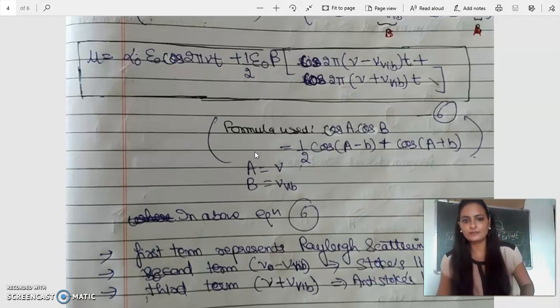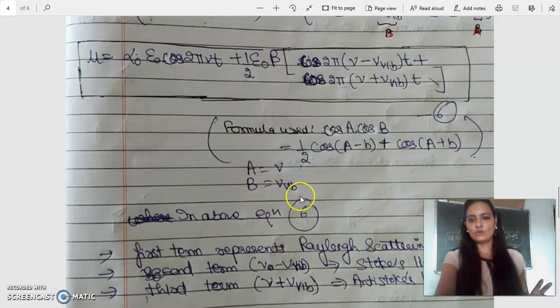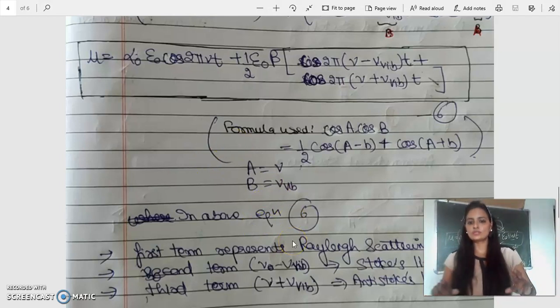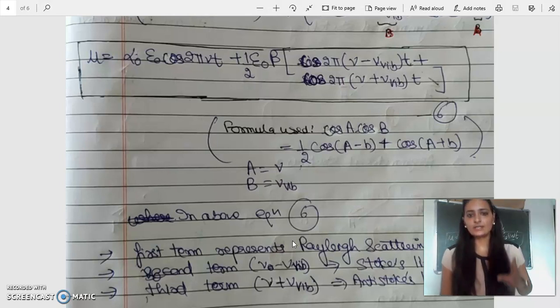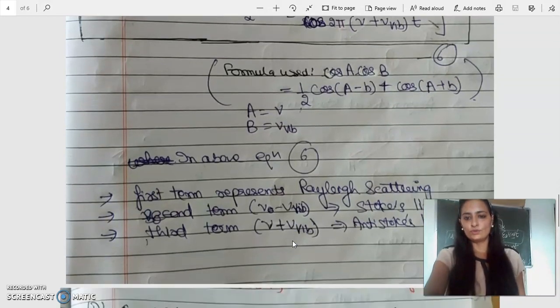And your second term, that is mu minus mu vibrational, is for your Stokes line. Stokes line means when your scattered photon has lesser energy as compared to your incident photon. And the third term, that is mu plus mu vibrational, will give you the anti-Stokes line, that is when your scattered photon has more energy as compared to your incident photon.